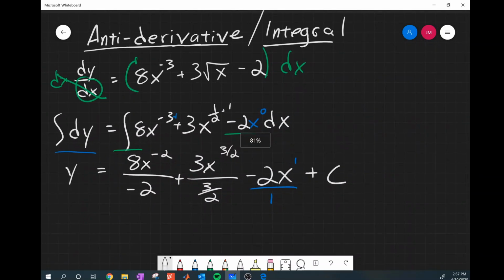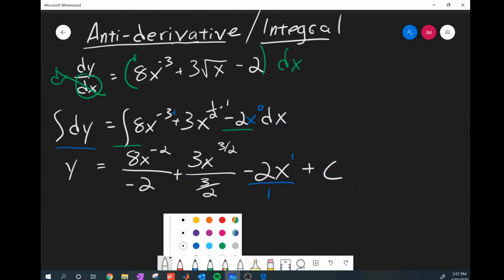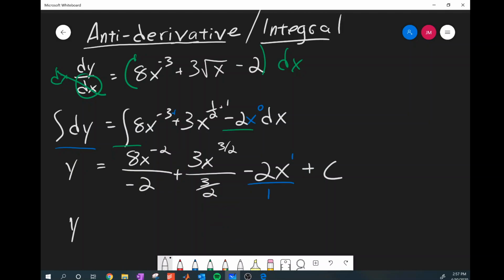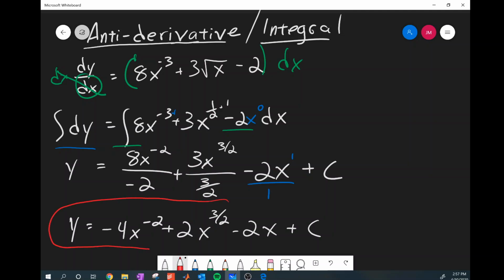So let's zoom out a little bit here so we can simplify. So we're going to end up with y equals 8 divided by negative 2 is negative 4, x to the negative 2. 3 divided by 3/2 is 2, plus 2x to the 3/2 minus 2x plus c. And this is a good answer. We have some negative exponents and some fractional exponents, but this in calculus is a perfectly fine answer for your antiderivative.